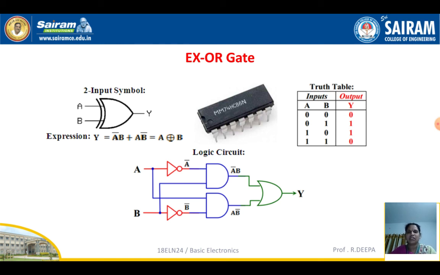And below I have shown the logical circuit. First you need to take A bar, B bar, then it has to be multiplied, A bar with B and B bar with A. Then we need to add it using the OR gate, and finally you will be getting Y. This is the logical circuit which is shown at the bottom.